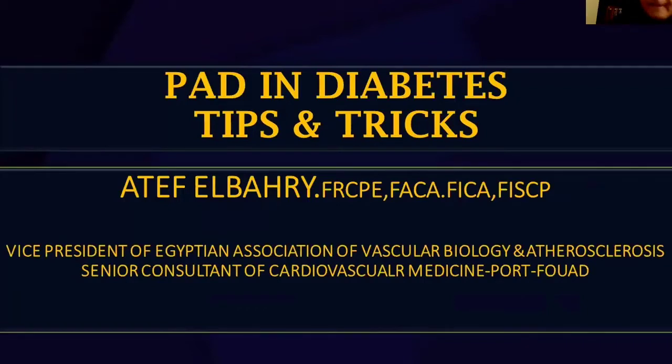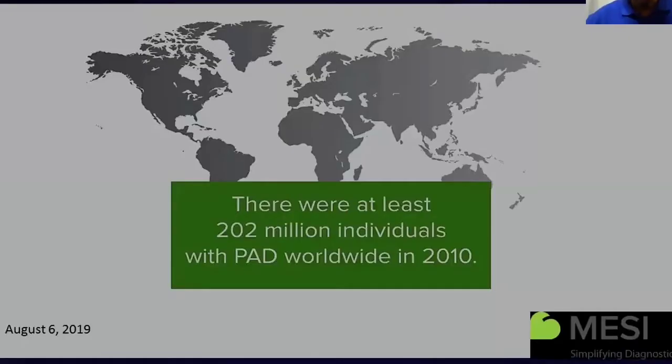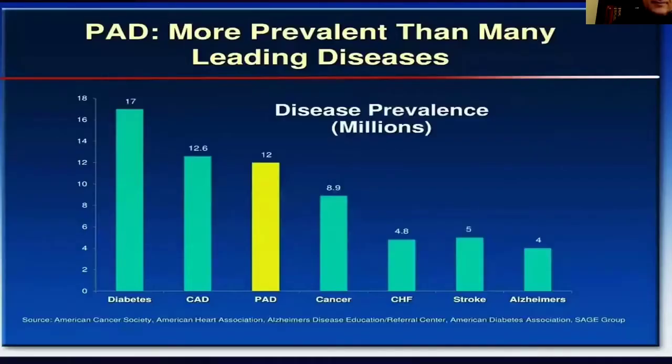Peripheral arterial disease in diabetes is a very important subject, which we should take care of. There were at least 202 million individuals with peripheral arterial disease worldwide, and peripheral arterial disease is more prevalent than many leading diseases, as we see, more than cancer, congestive heart failure, and stroke.